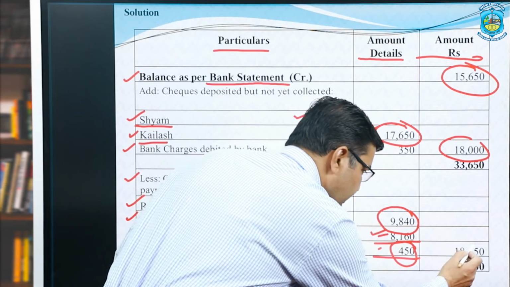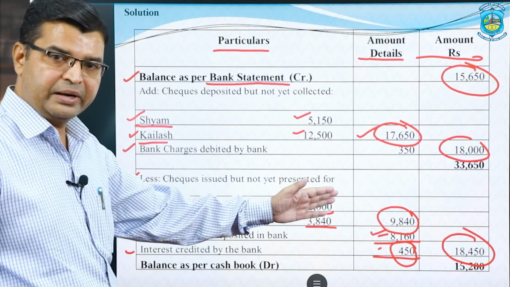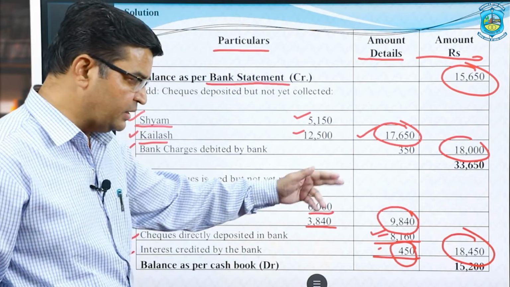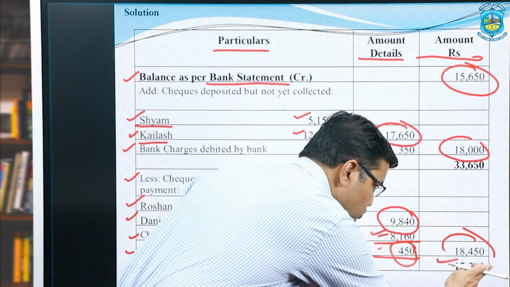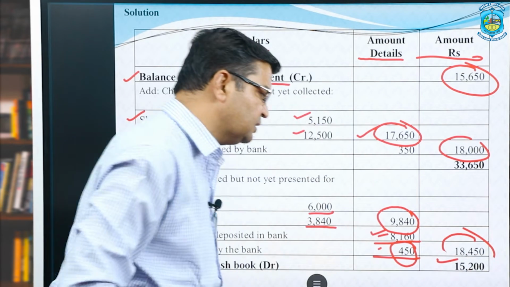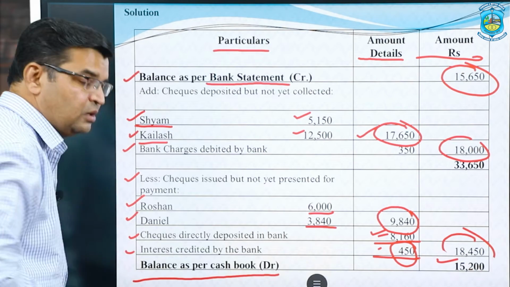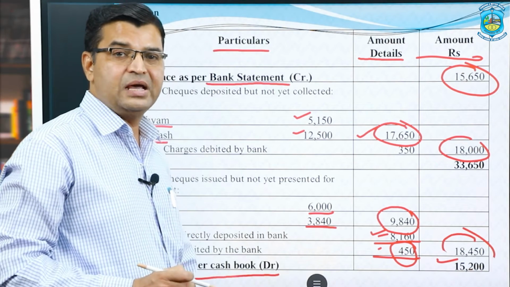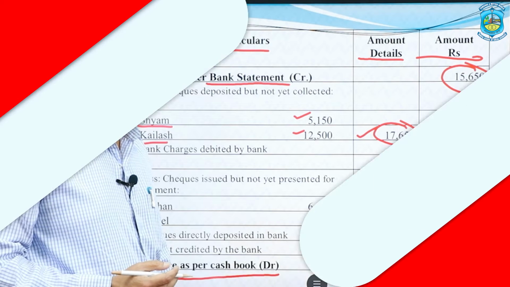As far as the total 18,450 rupees is concerned, this has to be subtracted from this total balance, and finally we will find here a total of 15,200 rupees, and this 15,200 rupees will be the balance as per cash book, debit, and the debit balance as per cash book is always called a favorable balance.